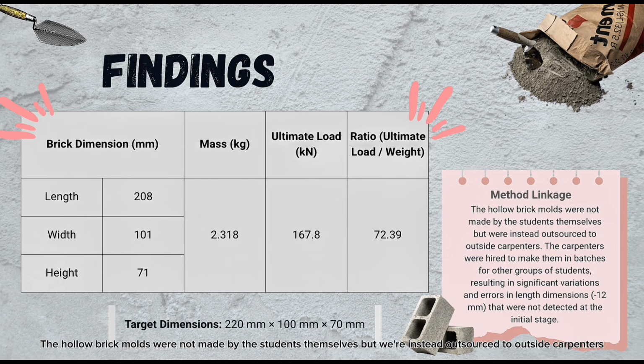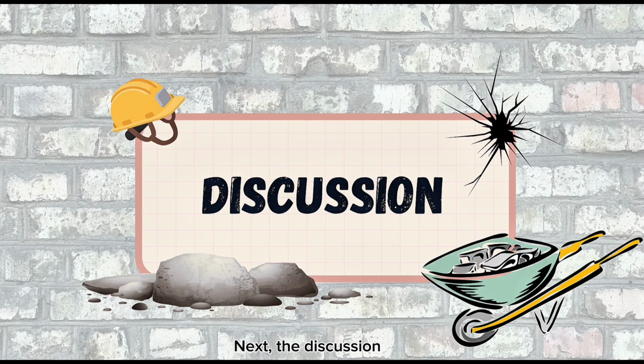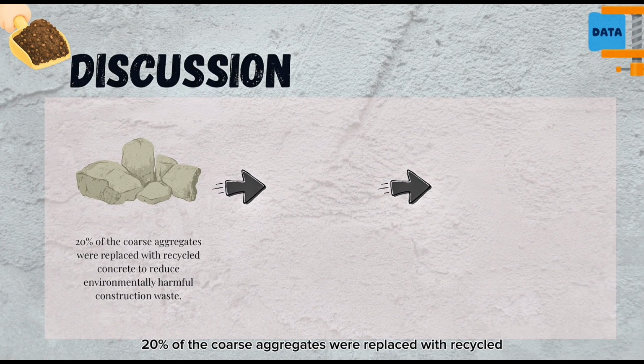The hollow brick molds were not made by the students themselves, but were instead outsourced to outside carpenters, resulting in errors in length dimensions that were not detected at the initial stage. Next, the discussion. 20% of the coarse aggregates were replaced with recycled concrete to reduce environmentally harmful construction waste.